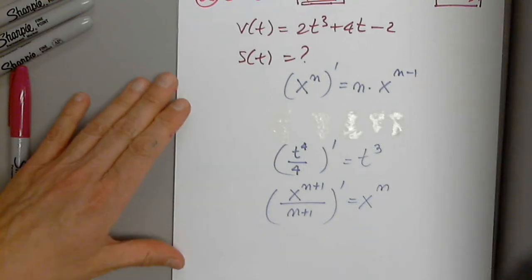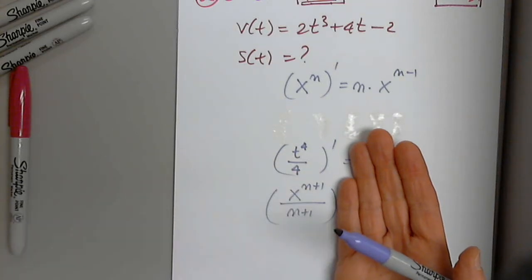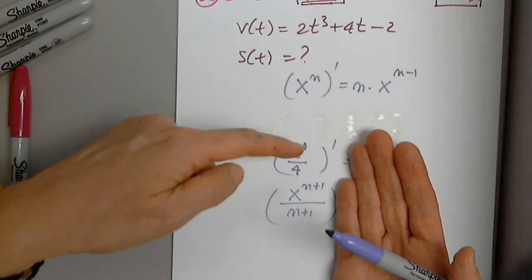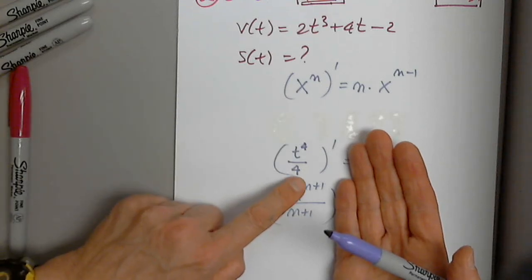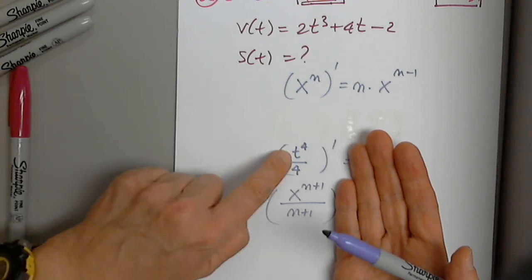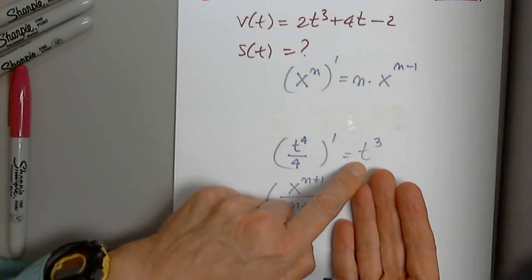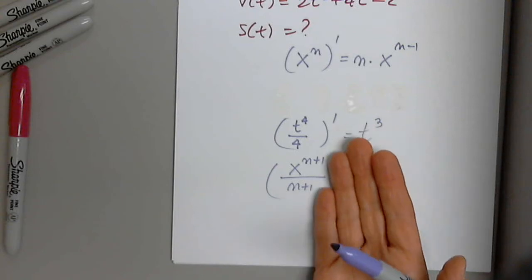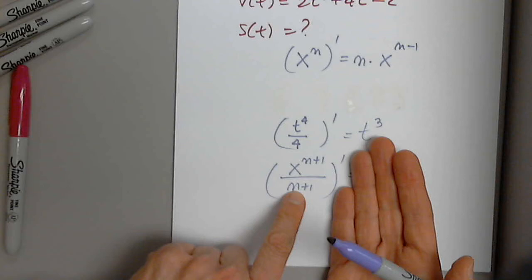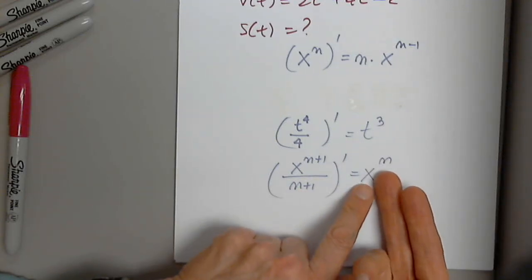Okay, ready? So forget about the answer. Let's differentiate t to the fourth over 4. What will you do? You will bring down, no, because this is not a function. It's not a function, that's fine. It's just one number. Okay. So we bring 4 down, which simplifies with 4 in the denominator. And what do we get? t to the third. Let's say this one. We bring down n plus 1, which simplifies with n plus 1. And what do we end up having? Right? x to the nth power.